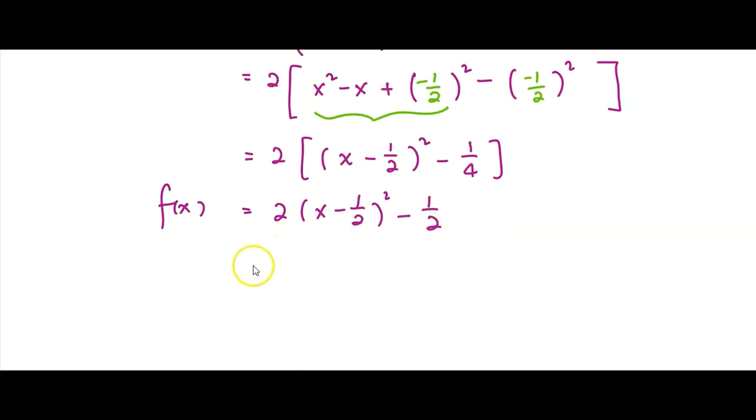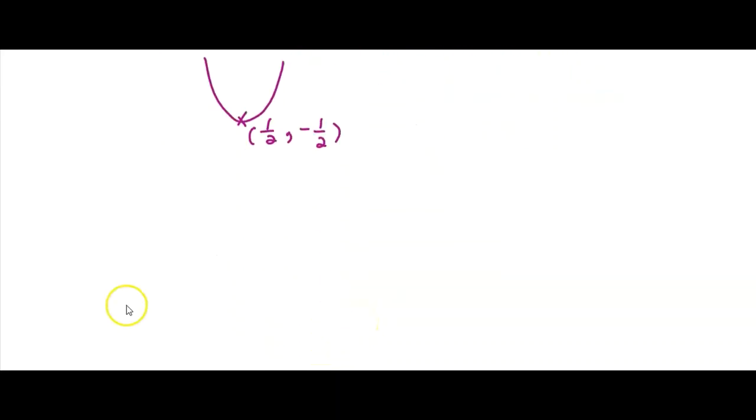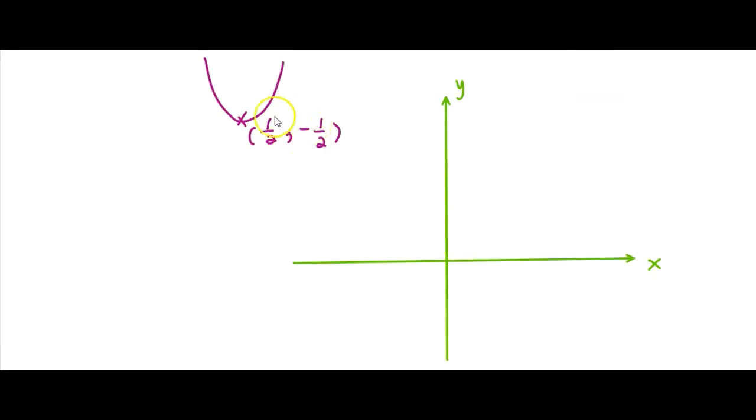From here we can know that the graph has a minimum point, and the minimum point is given by 1 over 2, because we reverse the sign of negative 1 over 2, and the y-coordinate is negative 1 over 2. With this information, you can start to sketch your graph. I'm going to plot 1 over 2, negative 1 over 2 into my axis. So my minimum point will be here.